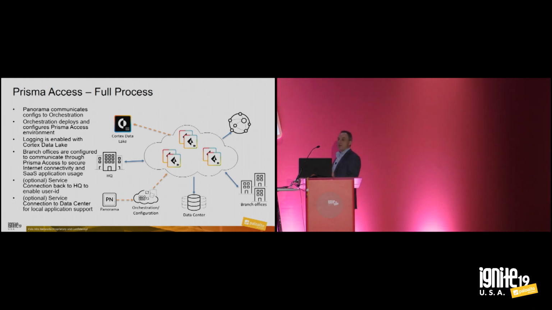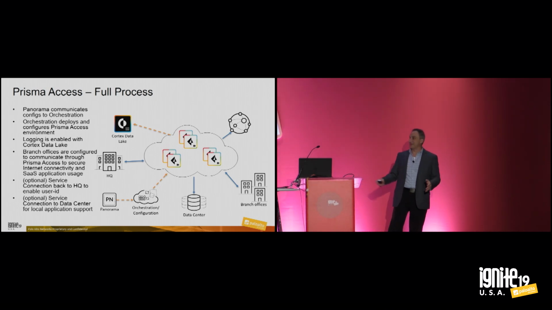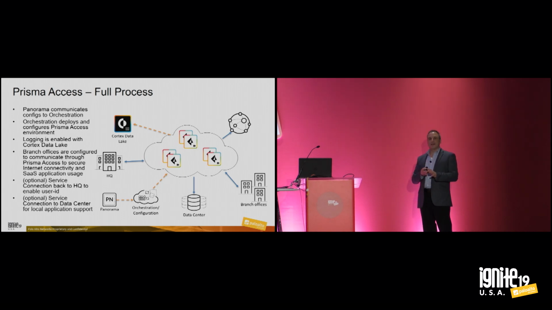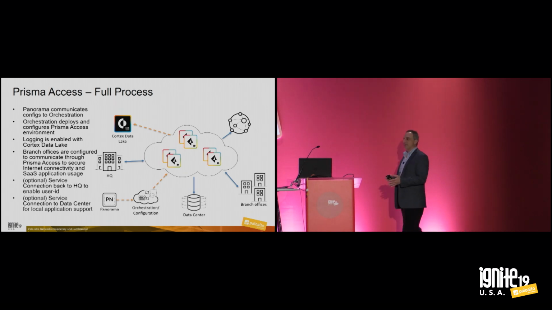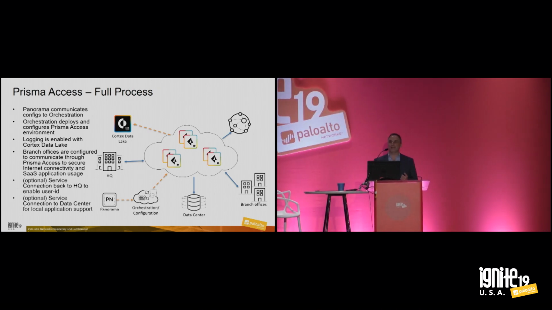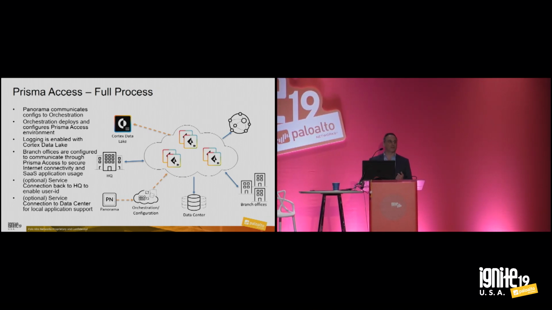Then setting up policies, hooking up the branch offices, and then optionally, and once again, optionally for this session, I like service connections, and maybe at least one of them. But for this session, if you're giving that, you're not required, right? The key is to be able to have them if they need any kind of user, if you're implementing user ID, let's say, or if they need to get to local apps.